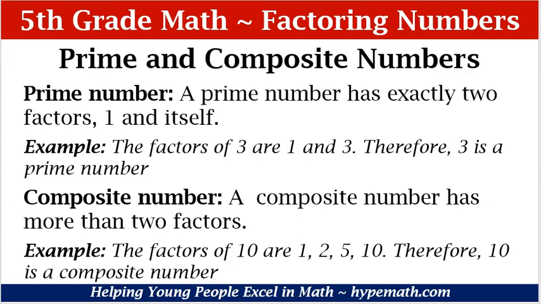Composite number. A composite number has more than two factors. An example is the number we used just a minute ago, 10. The factors of 10 are 1, 2, 5, and 10. Therefore, 10 is a composite number.